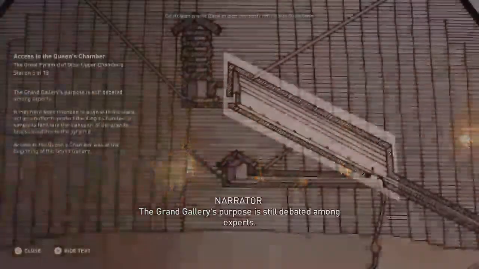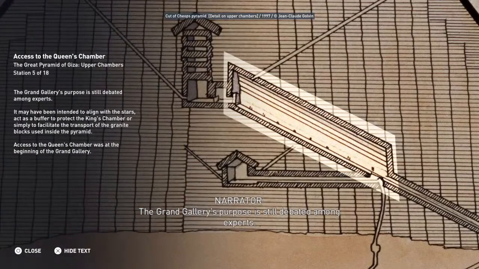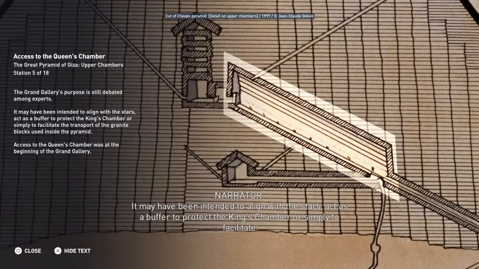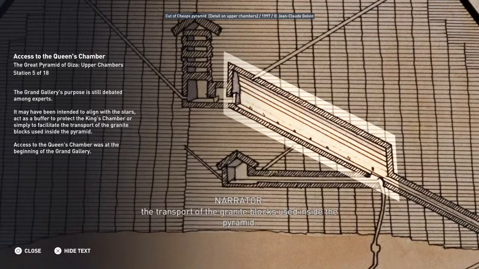The Grand Gallery's purpose is still debated among experts. It may have been intended to align with the stars, act as a buffer to protect the king's chamber, or simply to facilitate the transport of the granite blocks used inside the pyramid. Access to the queen's chamber was at the beginning of the Grand Gallery.